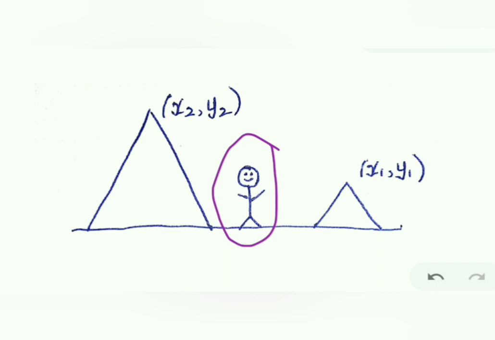Okay, so he can see two mountains nearby. First is this, second is this. The peak here is at x1 y1, which is lower than x2 y2, which is the peak of another mountain. Obviously he will decide to go this side.